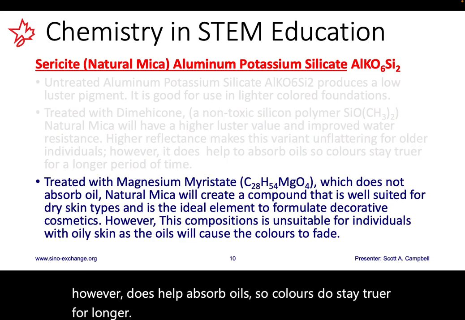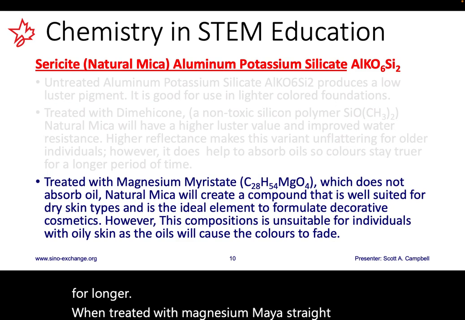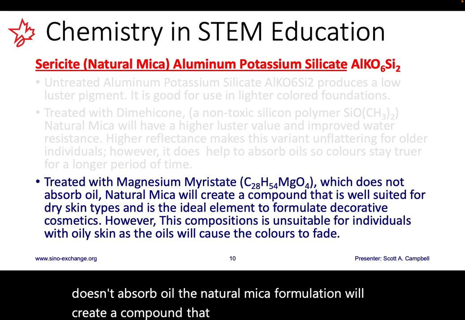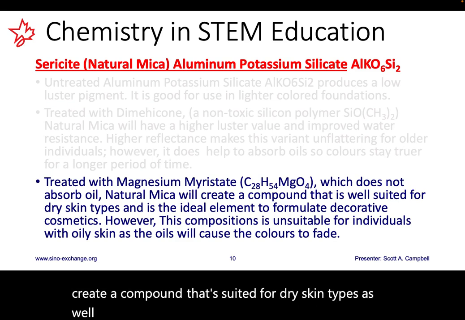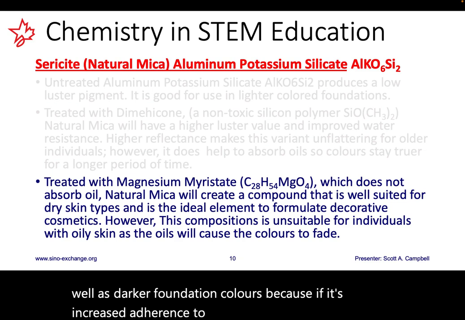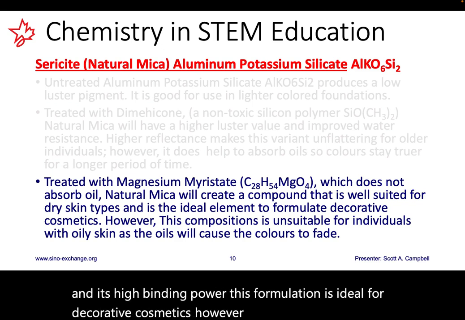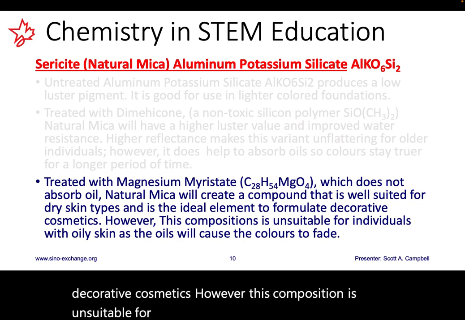When treated with magnesium myristate, which doesn't absorb oil, the natural mica formulation will create a compound that's well suited for dry skin types as well as darker foundation colors. Because of its increased adherence to skin, improved wear resistance, and its high binding power, this formulation is ideal for decorative cosmetics. However, this composition is unsuitable for individuals with oily skin, as the oils will cause colors to fade.